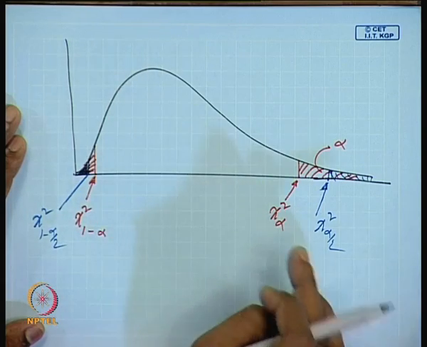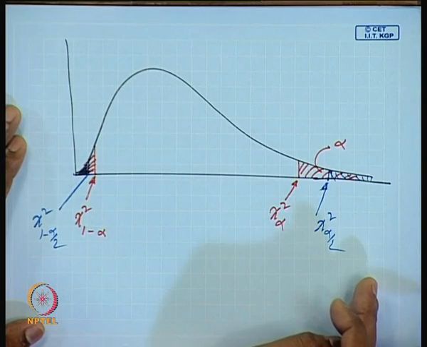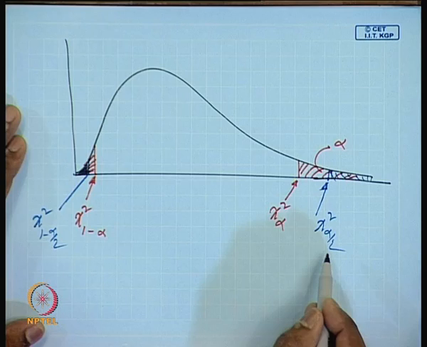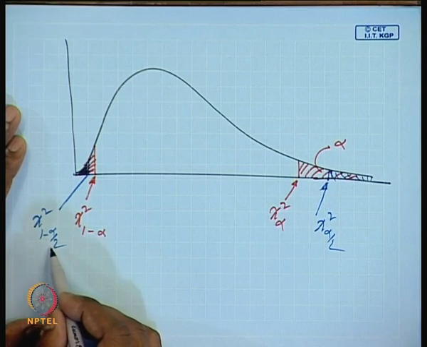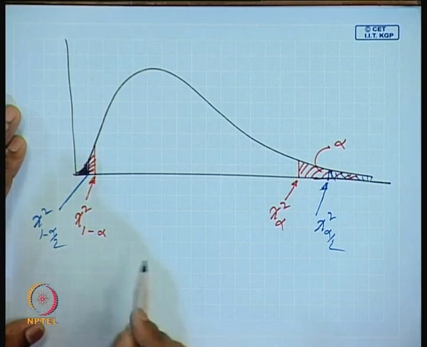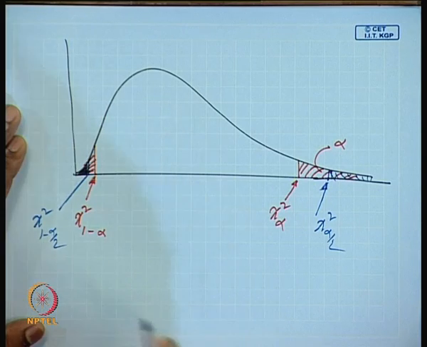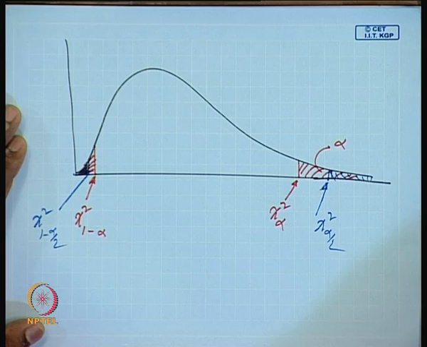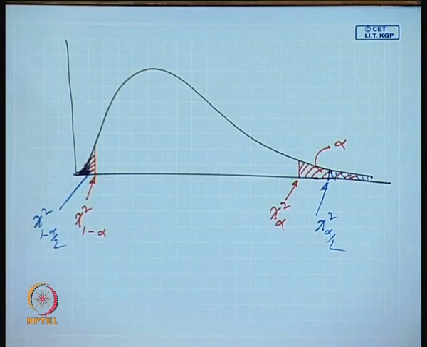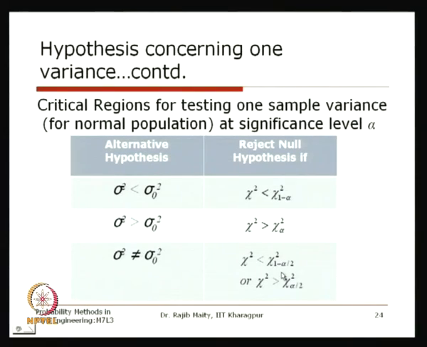And as this chi-square distribution is not symmetrical, these two critical values that we are looking for will not be symmetrical, as we have seen so far in the standard normal distribution as well as in the t distribution. So, these are the critical regions for the chi-square distribution for one sample variance.